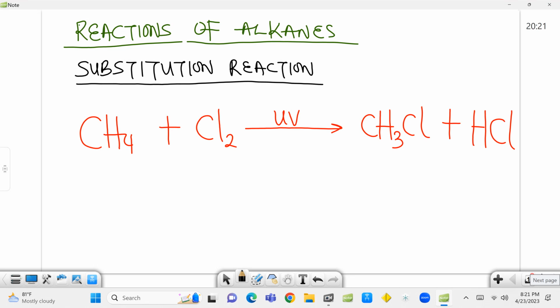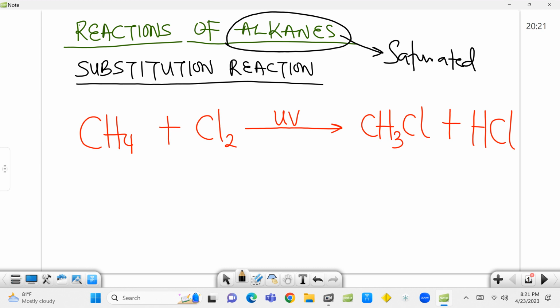Okay, still on our organic chemistry series, we are treating alkanes today, and we're looking at the reactions of alkanes. Alkanes are saturated hydrocarbons. We call alkanes saturated because they contain carbon to carbon atoms connected with only single bonds, and they are very much stable substances. So they undergo very few reactions.